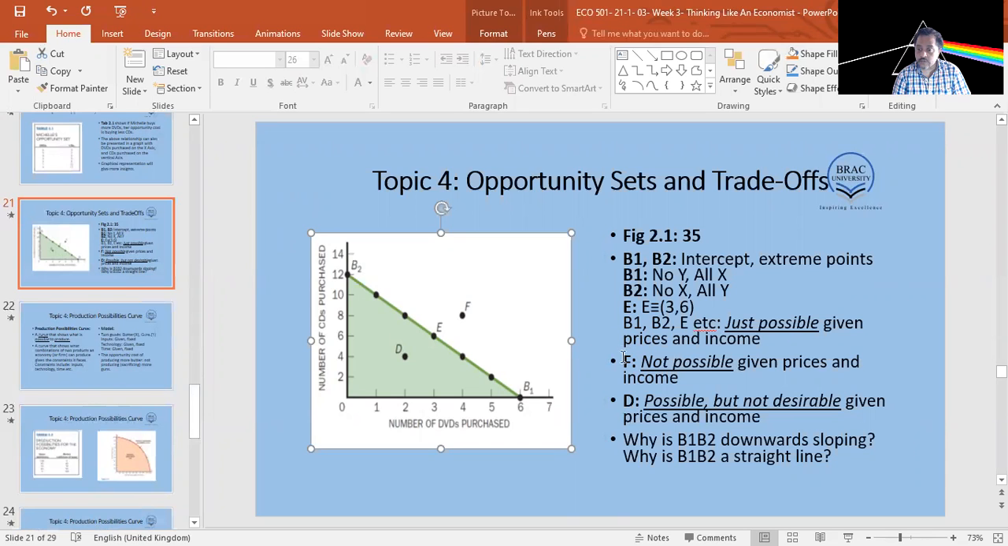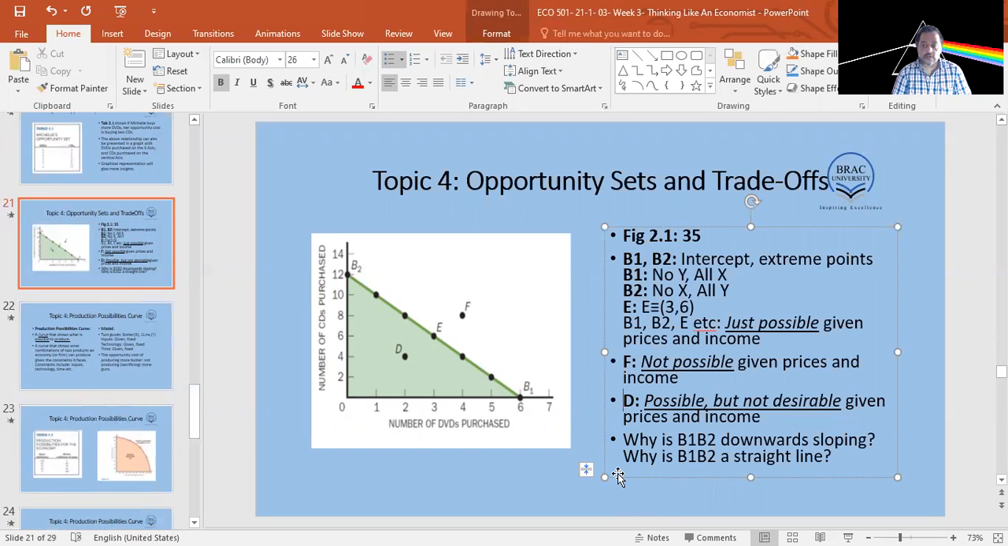So here in the slides, we see this. F is not possible given the prices and income. B is possible but not desirable because she has savings. So the only thing is that she will definitely be at E, and then it will be efficient. Okay, why is B1, B2 downward sloping? Simple. If we want more DVDs, we have to sacrifice some CDs because our budget is fixed. The prices of the goods are constant.